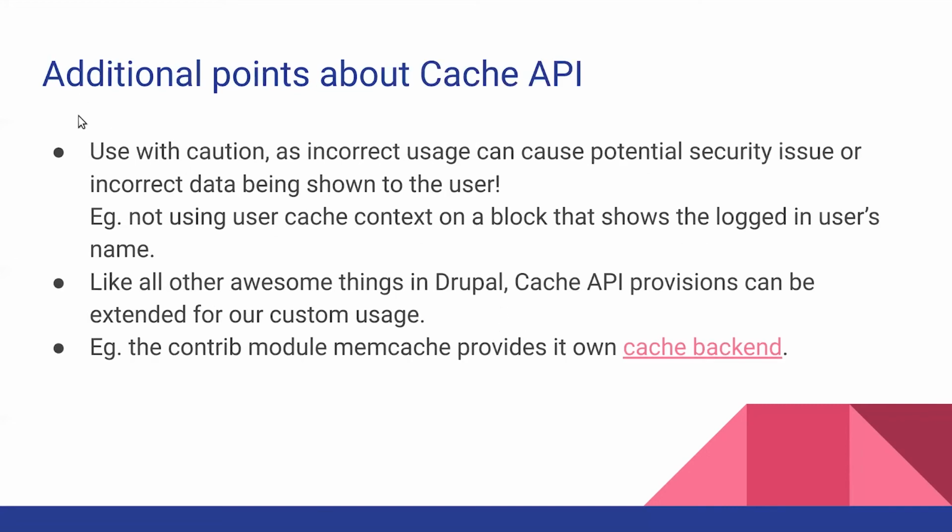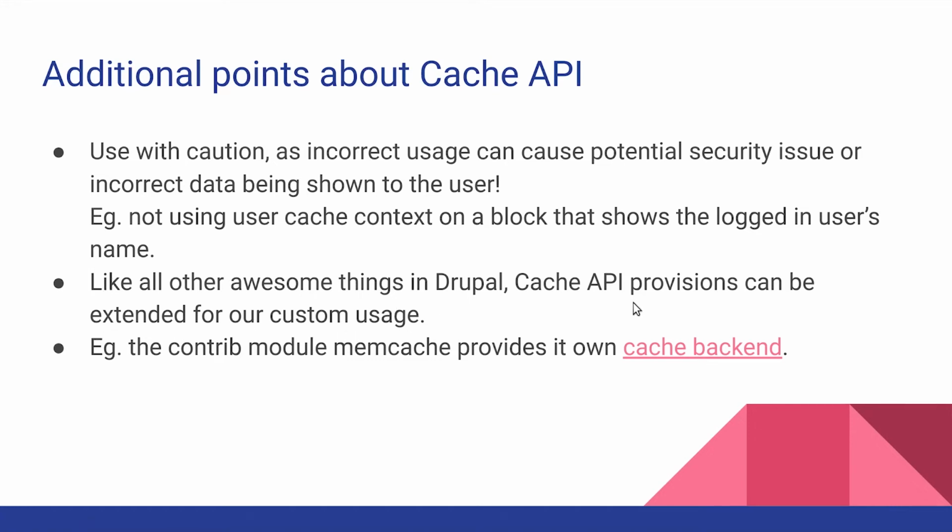We should use this with caution, because the entire cache metadata that we provide as a developer matters. If we provide wrong cache metadata, that can lead to potential security issues, because we may end up showing content that belongs to some other user. We are only supposed to show content for that particular user, but instead we end up showing somebody else's, and that's a security issue.